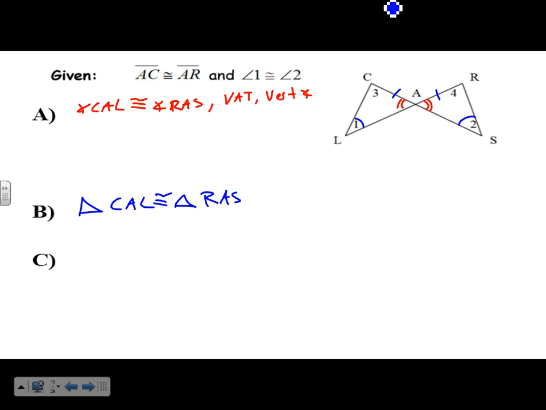And I know that because angle, angle, side. So angle, angle, side. And so what are the other things that we know? I know angle 3 or C, whatever you want to call it. Angle 3 is congruent to angle 4 or R, whatever you want to call it. I know CL is congruent to RS. And I know LA is congruent to FA.